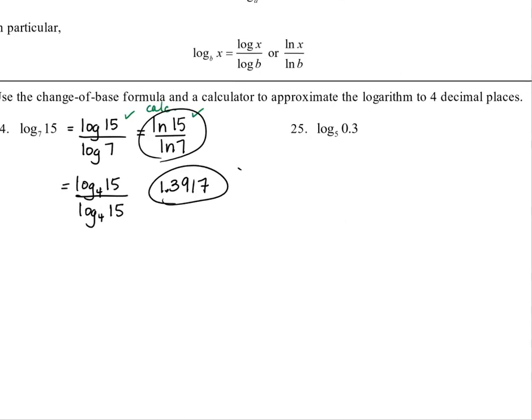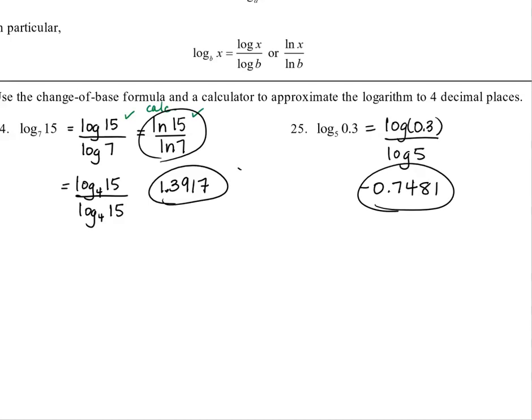And then example 25, for log base 5 of 0.3, in my calculator, I could put in log of 0.3 divided by log of 5. And that gives me negative 0.7481. As an example, practice using your calculator and a change of base formula to evaluate log base 2 of 3.5.